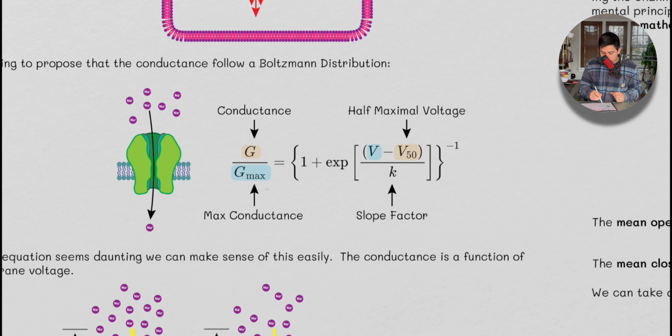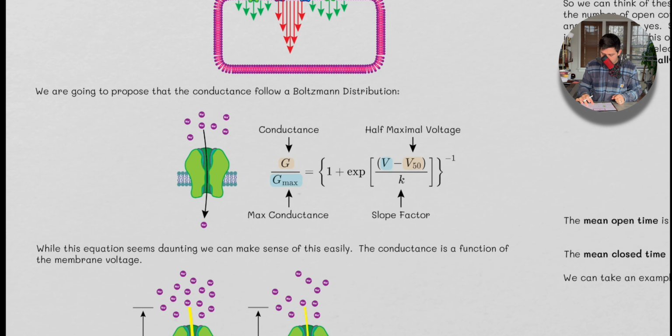So we have a conductance. We have the max conductance. Okay, and then we have all this in here. This here is called the half maximal voltage, and this is some slope factor. This slope factor is going to tell us how steep that curve was when we looked at the action potential. Okay, and then this here is the thing that's fundamentally modulated, right?